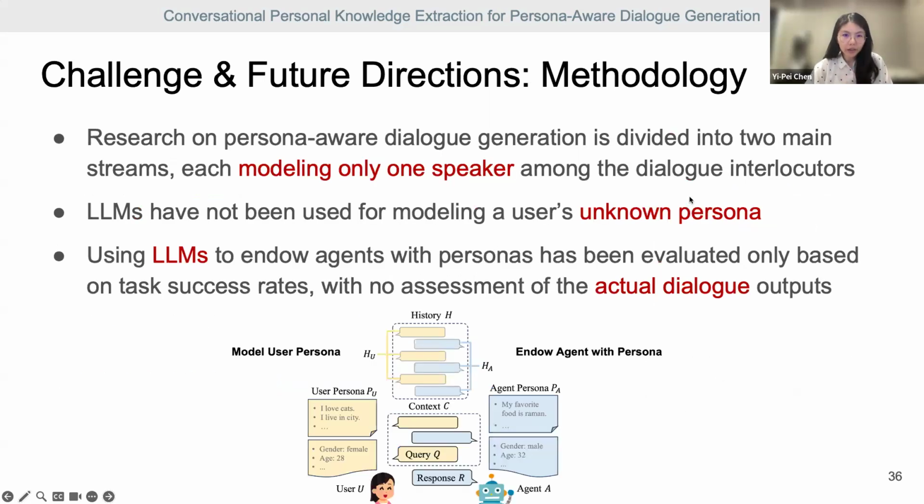And for all the methods, with only one exception, most of the literature models only one speaker among the dialogue interlocutors. And large language models have not been used for modeling the user's unknown persona, but are directly used to generate a personalized response given the persona, which is not the real world scenario. And also, those works that use LLMs to generate dialogues are mainly evaluated by task success rates. So the tasks are mainly goal-oriented instead of open-domain chats, so there are no assessments of the actual dialogue outputs.